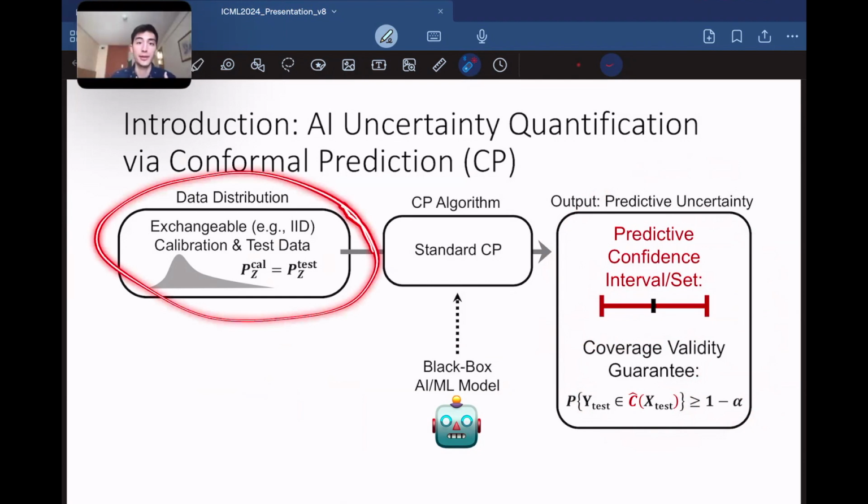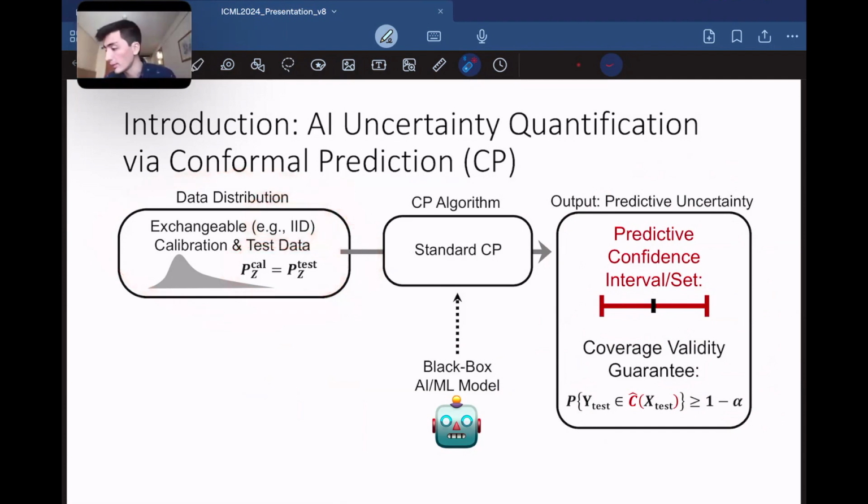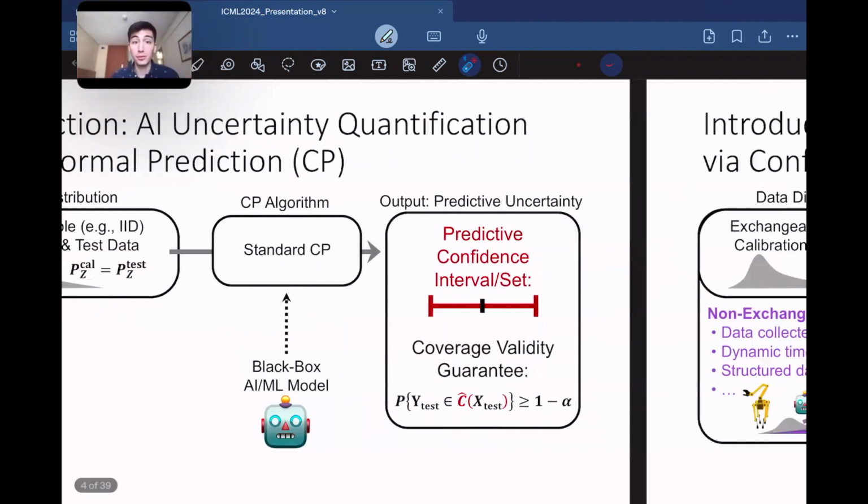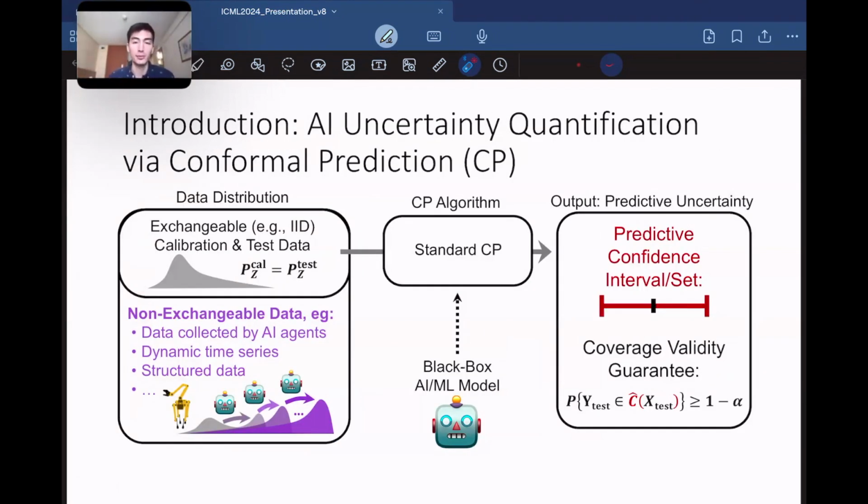But traditionally, conformal prediction has relied on a key assumption called exchangeability. One example of exchangeability is IID, the standard independent and identically distributed assumption. Roughly, exchangeability says that there's no distribution shift between the test distribution and the distribution you're using for calibrating these intervals, which is usually the same as the training distribution. This excludes many important real-world use cases where there are changes over time or across data batches. For example, data collected by AI agents, where actions at one time step might introduce feedback loops that accumulate and cause further shifts in the future. Or dynamic time series, where there are shifts associated with time. Or structured data where the ordering of observations is really important.